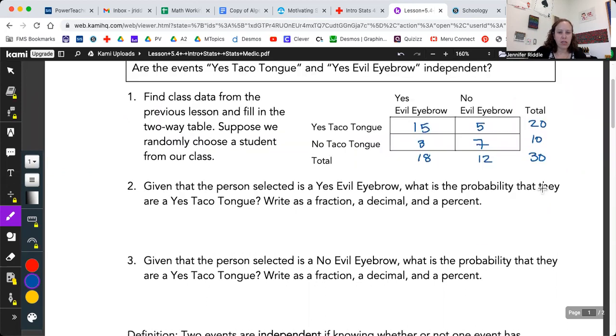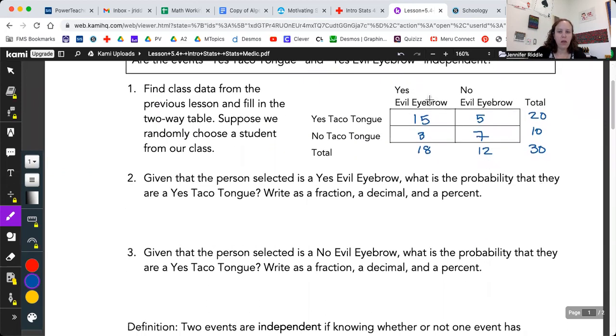So I have our data here from yesterday with those that were yes, evil eyebrow, and yes, taco tongue. Same data from yesterday. So let's explore this a little more. Part 2 says, given the person selected is yes, evil eyebrow, what is the probability that they are yes, taco tongue? Okay, so here we have this new keyword, given. So given that the person selected is yes, evil eyebrow.